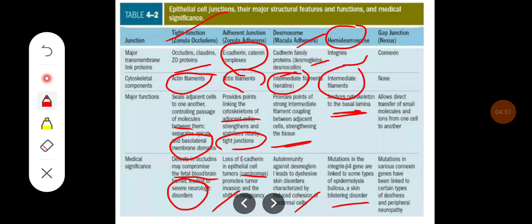Coming to the gap junction, which is also called nexus, the major transmembrane proteins here are connexins. These gap junctions allow direct transfer of small molecules and ions from one cell to another. Mutations in various connexin genes have been linked to certain types of deafness and peripheral neuropathy.